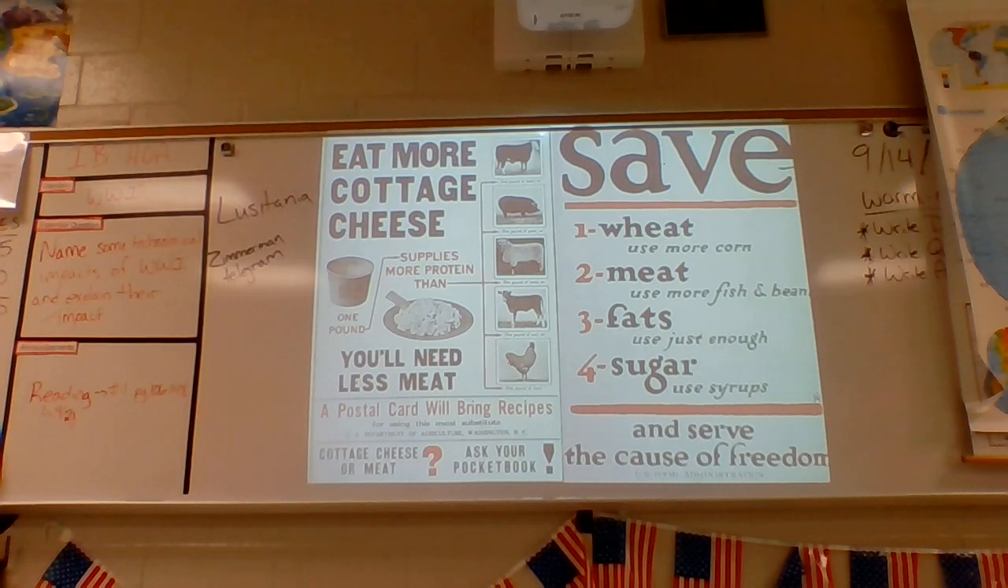The advertisement on the left is saying that you can still gain protein from cottage cheese. So they're telling American people to eat cottage cheese so we can send the meat overseas.